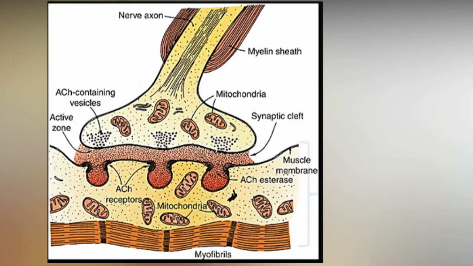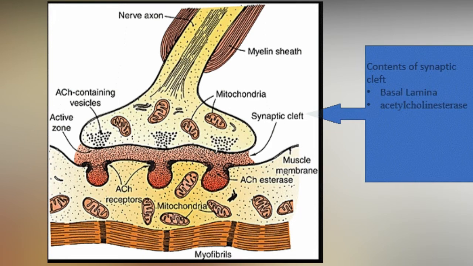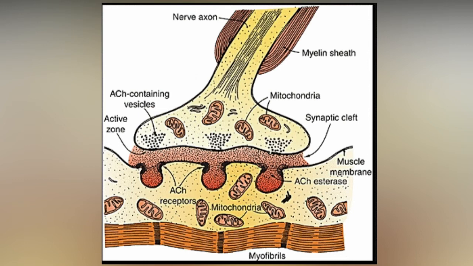is called postsynaptic membrane. Besides the nervous membrane and the muscular membrane, the synaptic cleft contains basal lamina, a thin layer of extracellular fluid, and the enzyme acetylcholinesterase. This enzyme plays a crucial role in muscle relaxation. The membrane of a muscle or postsynaptic membrane has folds known as subneural clefts and receptors known as acetylcholine receptors.